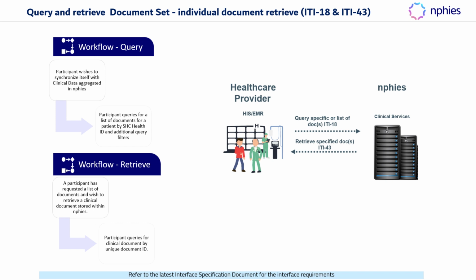IHE ITI-18 Registry Stored Query Transaction is the transaction for querying CDA documents in the Nphies platform. It returns handles to the found documents, XDS document entry, which can be used to retrieve those documents in a follow-up step, which is mainly maintained by IHE ITI-43 Retrieve Document Set transaction for retrieving CDA documents from the Nphies platform. In the next section, we will be discussing IEHR summary and its ability to create and share clinical summaries to transition patient care through the Health Information Exchange platform, Nphies.